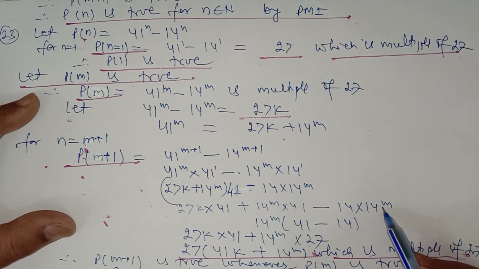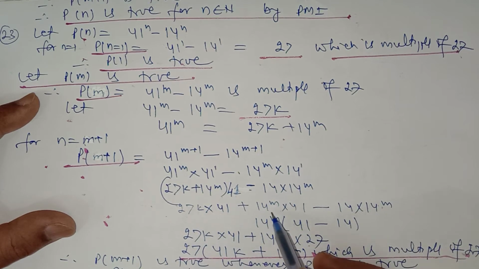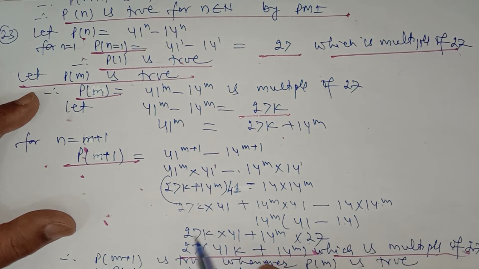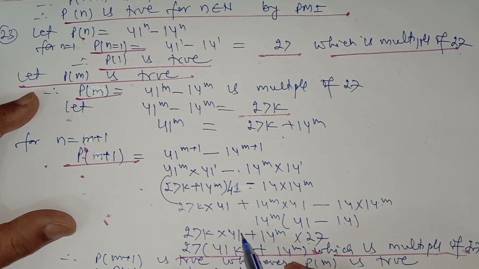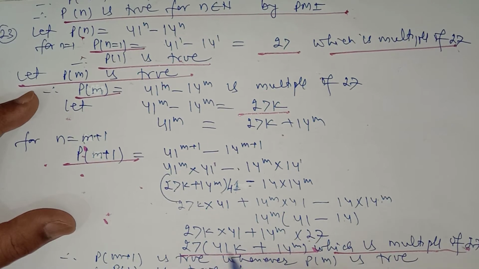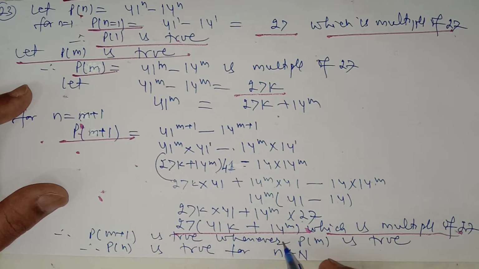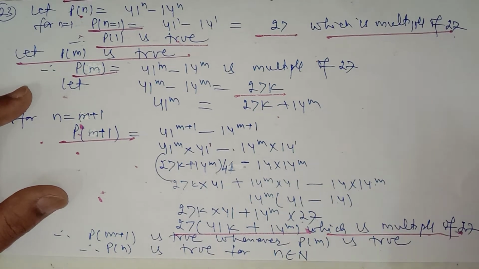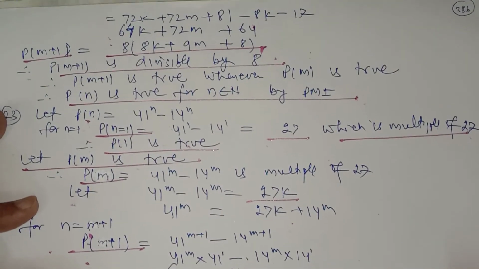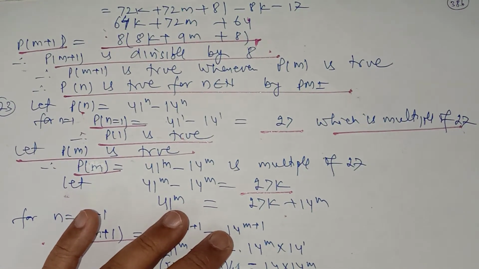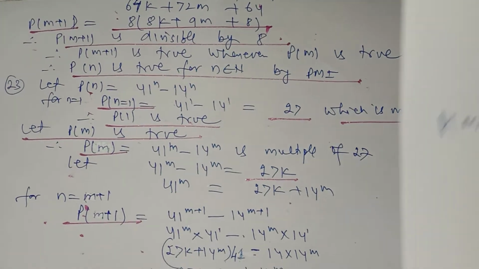Now you can easily take 14 raised to power m common in the last two terms. See it carefully. 14 raised to power m common in the last two terms. It is 41 minus 14, which is 27. Now you can take 27 common, which is 41k plus 14 raised to power m, which is a multiple of 27. So therefore Pm plus 1 is true whenever Pm is true. The Pn is true for all natural numbers. So these types of questions are almost the same as we have done.